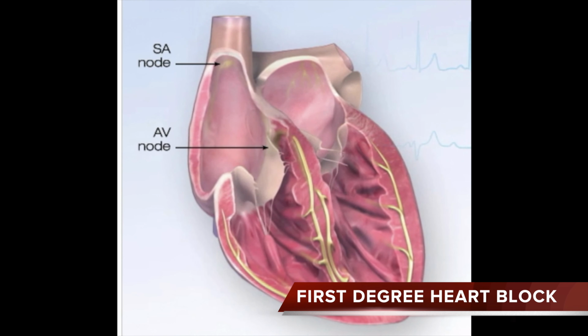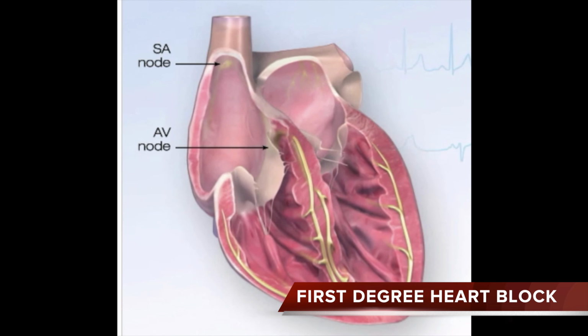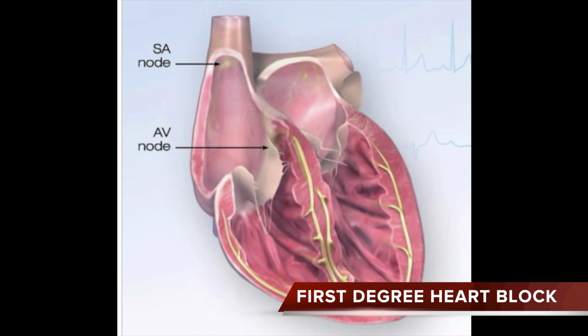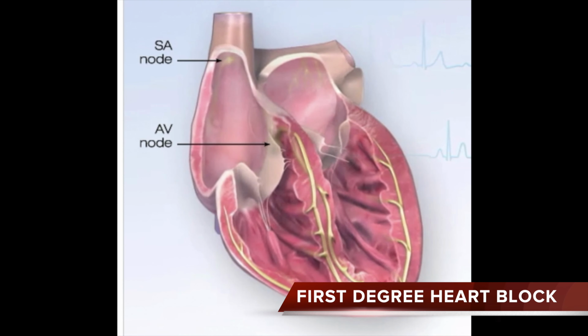Certain medications can cause first-degree heart block as a side effect. Digitalis. This medication is commonly used to slow down the heart rate. If it's taken in high dosages or for a long period, digitalis can cause first-degree heart block.